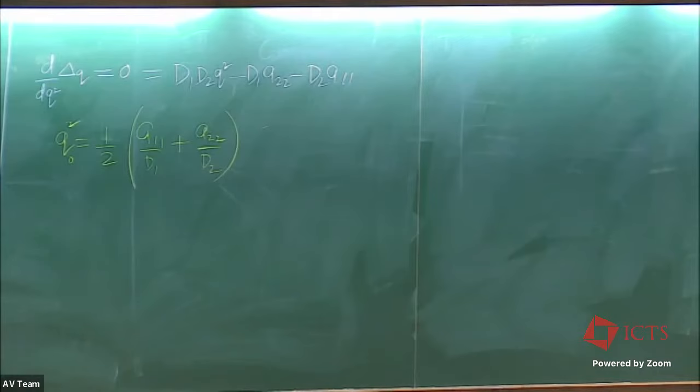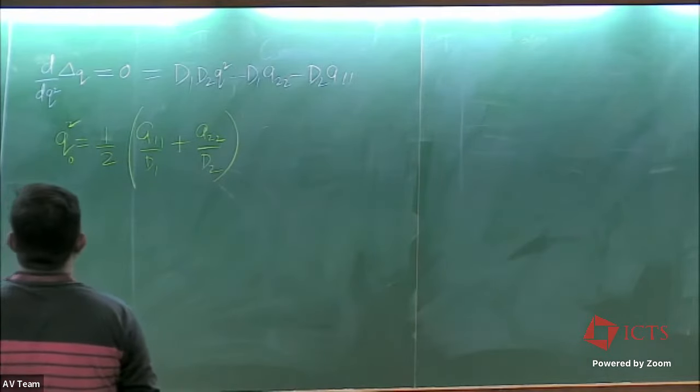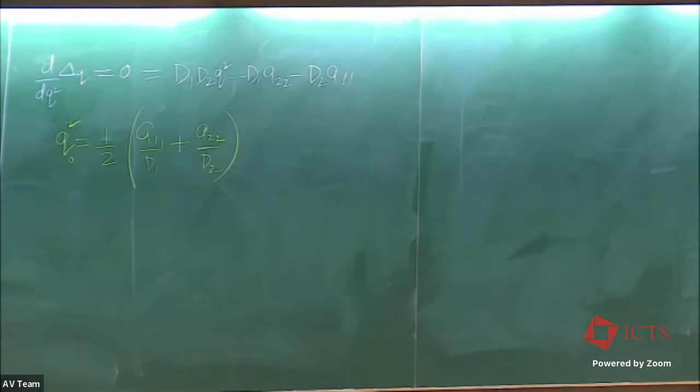I screwed up the algebra? No, I have not. No, I'm fine. I think there should be like A11 upon D2, isn't it? Repeat that. A11 upon D2. D1, D2, D1, A22. No, it looks fine to me. Just take the derivative of this and see.